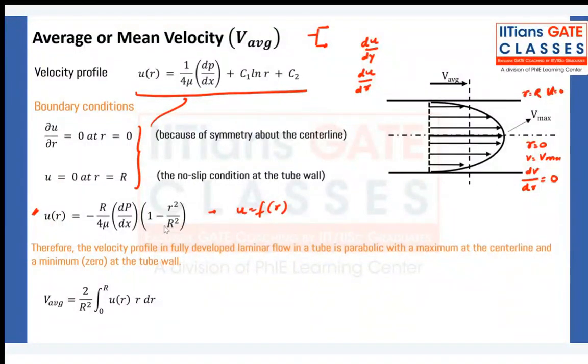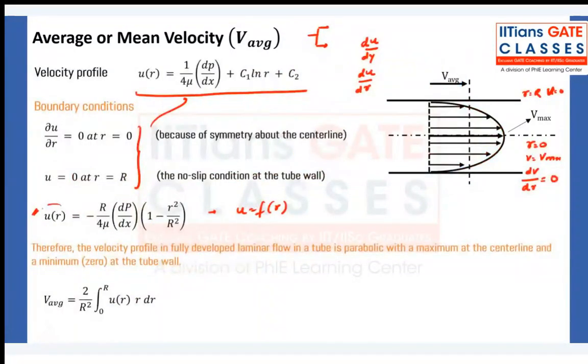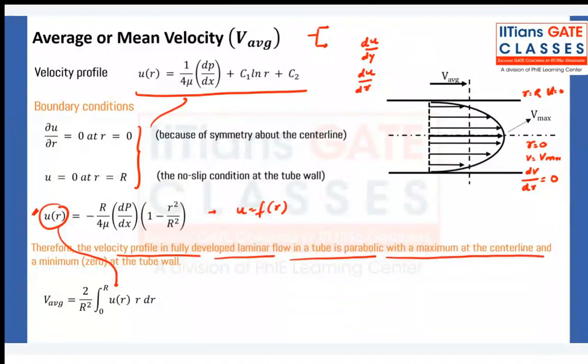And I have already defined the definition of V average. So now I need to substitute this u(r) in this here, and then I have to integrate. Therefore, the velocity profile in fully developed laminar flow in a tube is parabolic, with the maximum at the center line and the minimum at the tube wall.